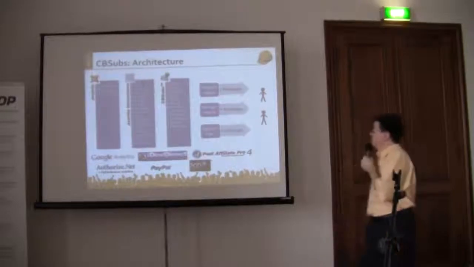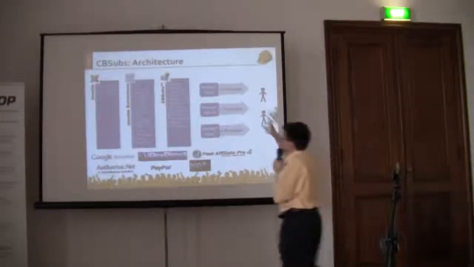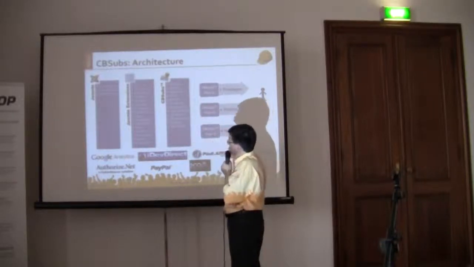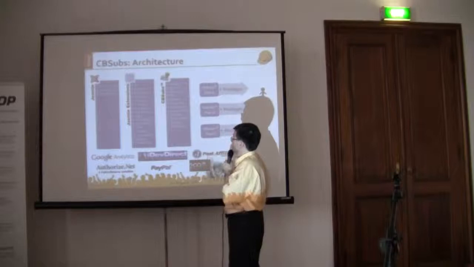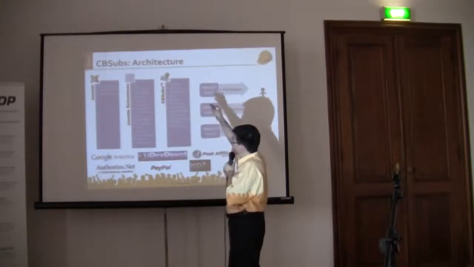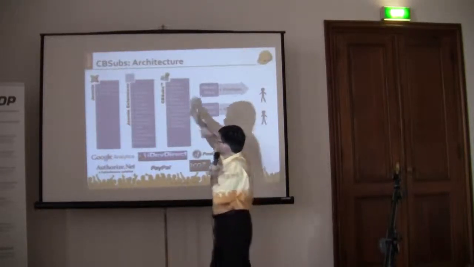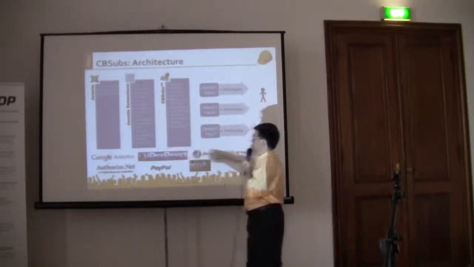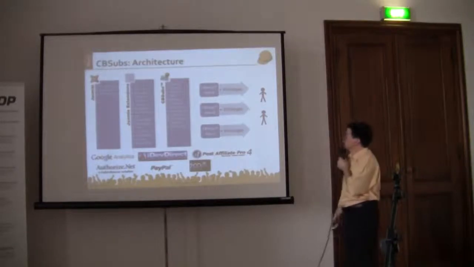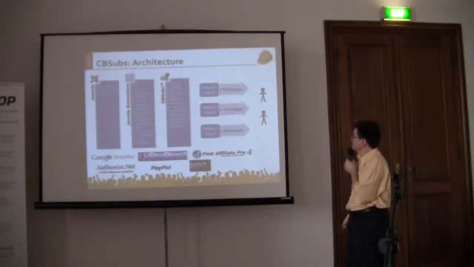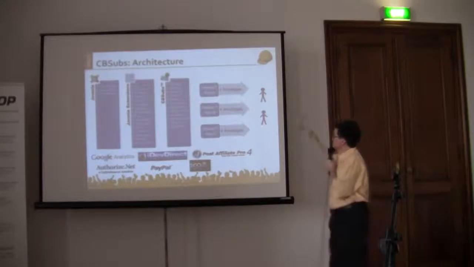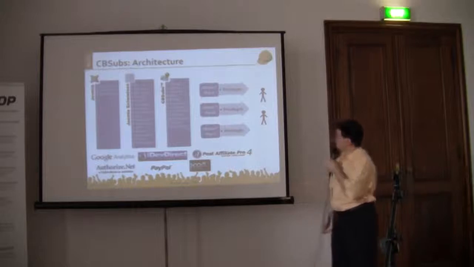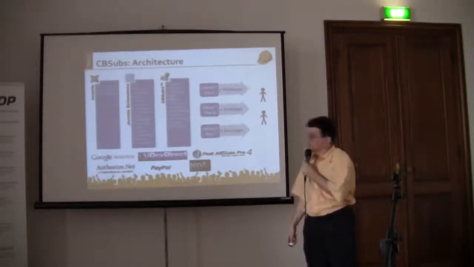The CB Subs architecture is to have CB Subs running on the CB API, which runs on Joomla or Mambo, and which integrates with Joomla extensions, with plugins. And it integrates with quite a few services as well. And it allows us to give different privileges to different users depending on their memberships.